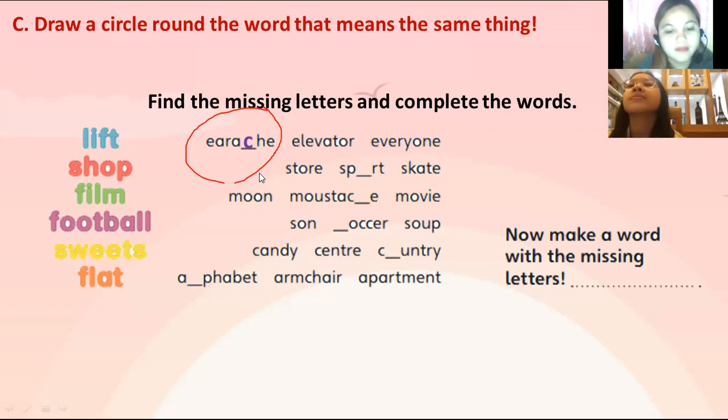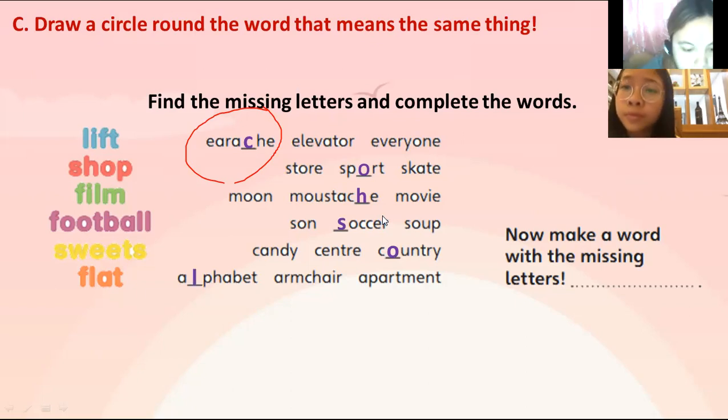Okay? So number two, what do you think is the missing letter here? Okay, sport. Very good. Number three, missing letter is? H. Okay, next. S. Okay, next one. Oh, last one. L. Okay, very good.